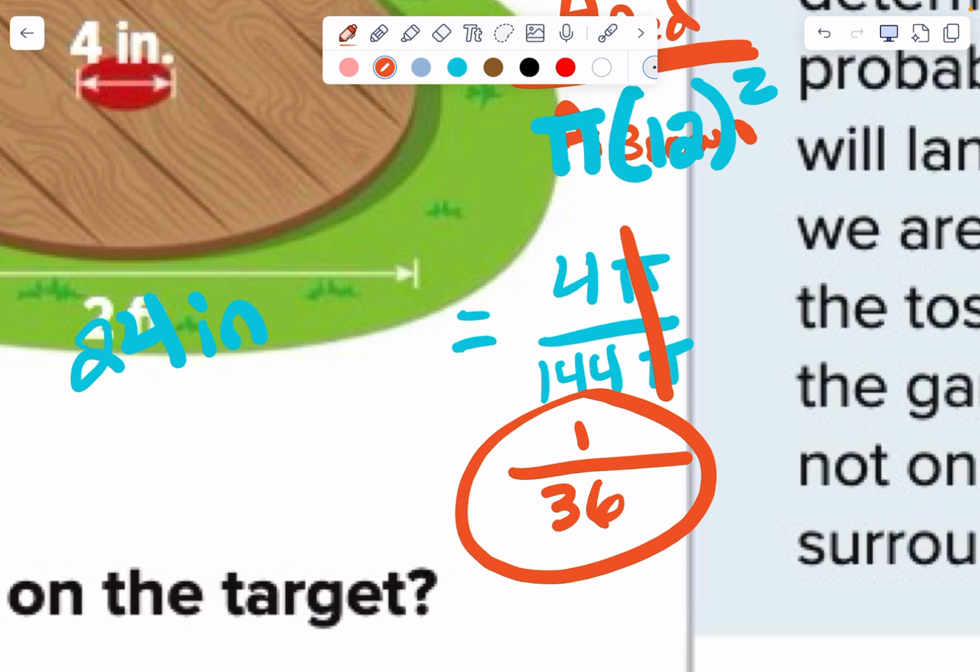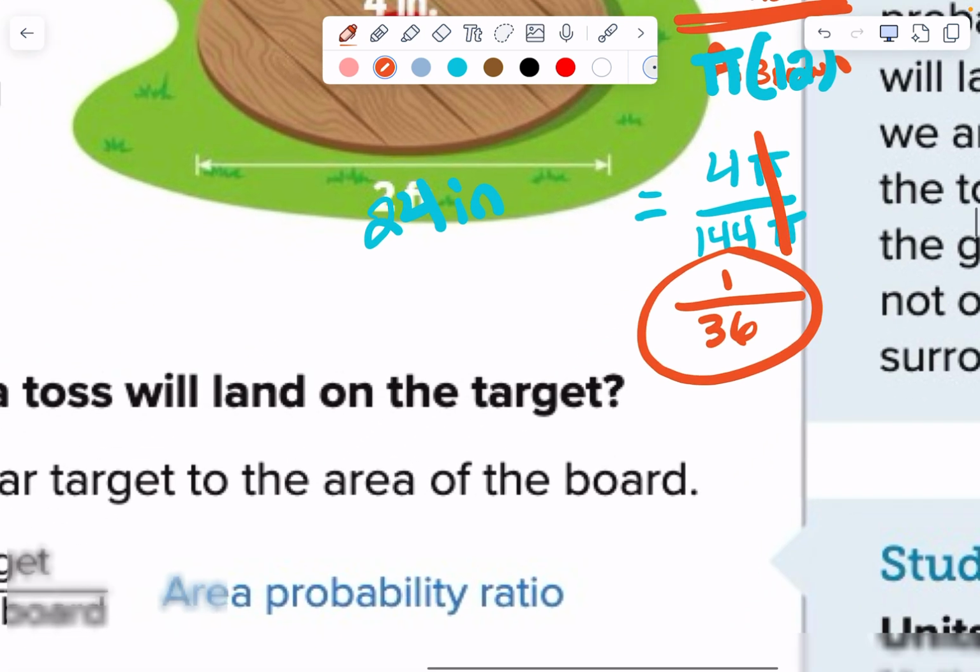Is it okay if we put pi over 36 in our homework for that one question? I don't do it that way. I don't know. 1 over 36. That's the probability. Okay, yes, Jacob.